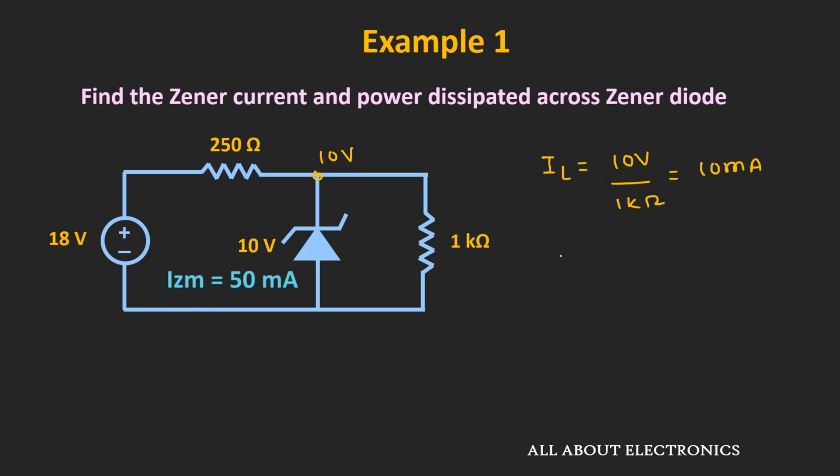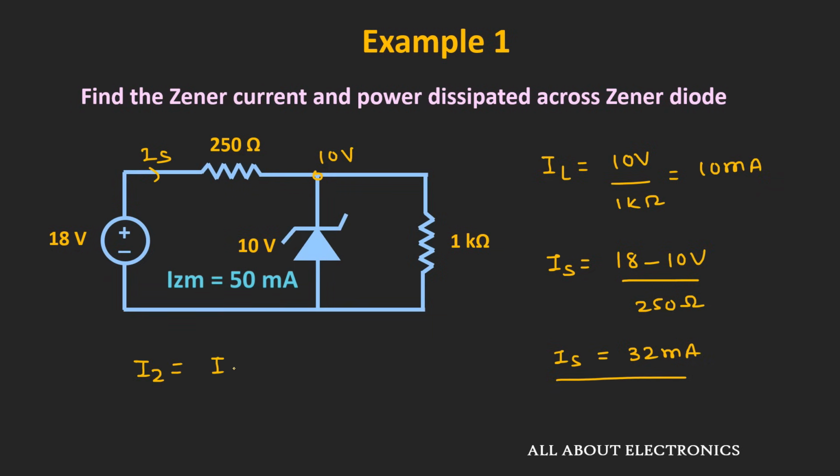And here the series current Is, or the source current Is, will be equal to 18 volt minus 10 volt divided by 250 ohm, and it will be equal to 32 milliampere. So this current Is is equal to 32 milliampere. Now we know that the Zener current Iz can be given as Is minus IL, that is equal to 32 minus 10 milliampere, which is equal to 22 milliampere.